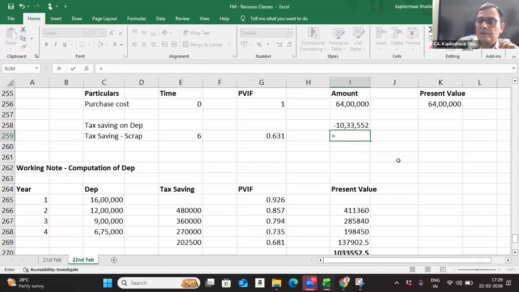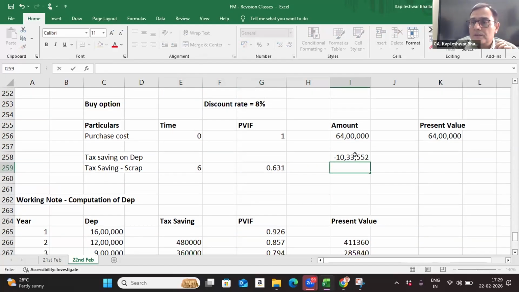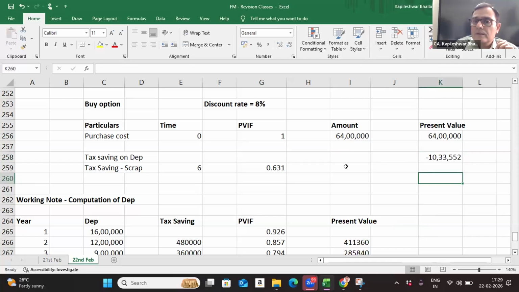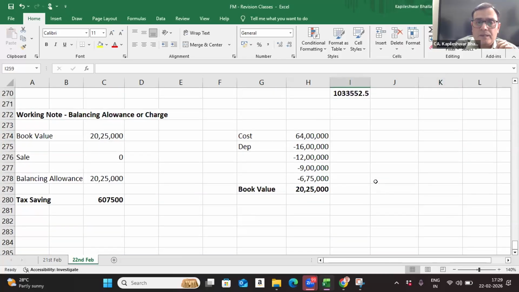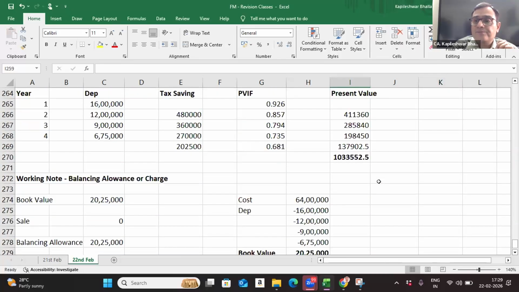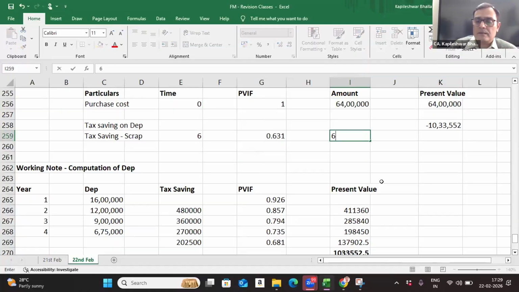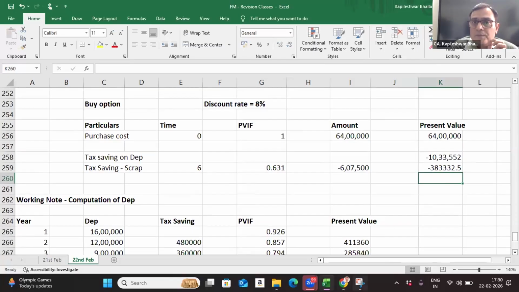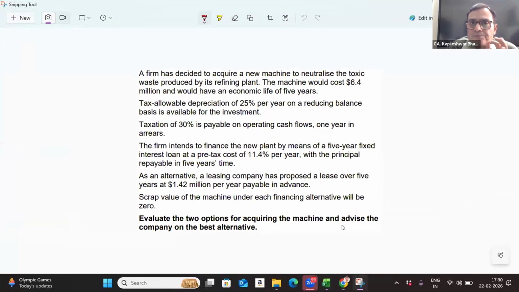The amount is supposed to be, we have to fit it out here. So the amount of tax saving is 6,07,500. This is 6 lakh. This will also take it in the brackets. 6,07,500. So we get the present value, this into the factor. I think that's it. We'll just make a scrutiny if there is anything else.